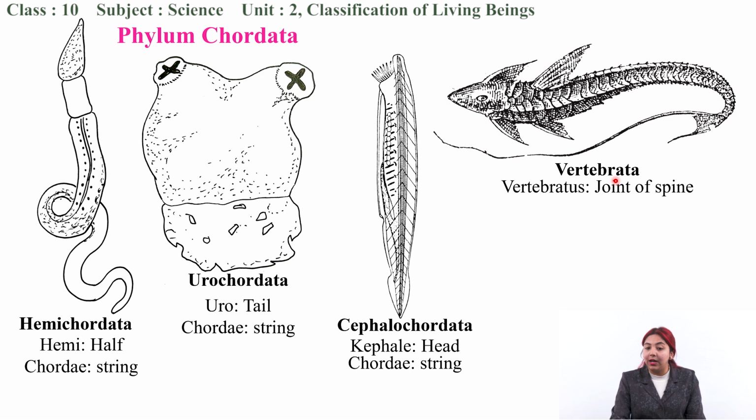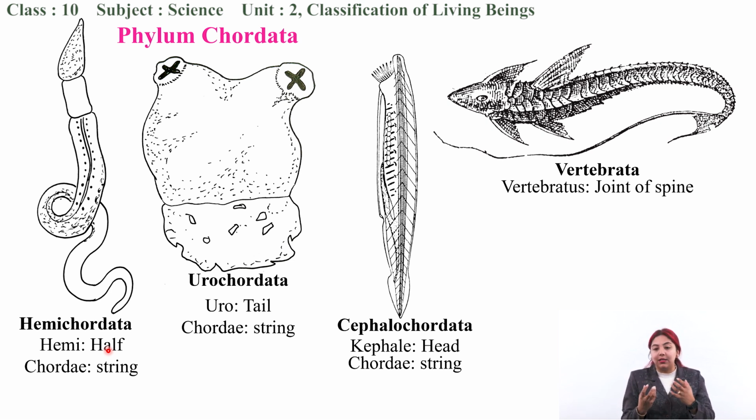And Vertebrata comes from the word vertebrus, that is joint of spine. So this means the cord-like structure later forms into a vertebral column. So the name itself indicates what the organism is. Now hemichordates usually lack the notochord, and that is the reason why many do not consider them true chordates.